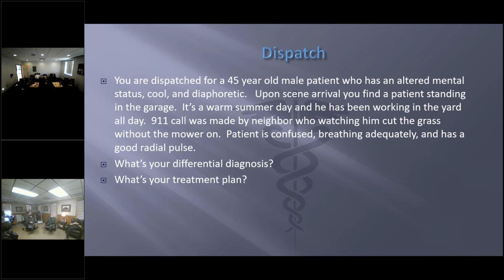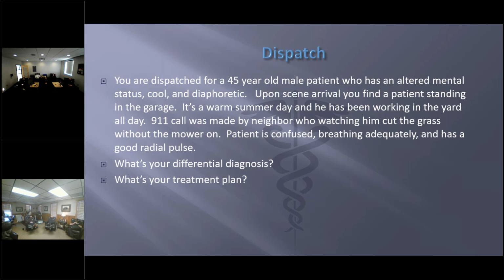You're dispatched for a 45-year-old male patient, altered mental status, cool and diaphoretic. On arrival, you find the patient standing in the garage. It's a warm summer day, he's been working in the yard. The 911 call was made by a neighbor who was watching him cut the grass without the mower on. The patient's confused, breathing adequately, has a strong radial pulse. So based on this information, this can lead us down a number of different routes. Could be a stroke, could be an MI, could be diabetic, could be environmental, could be hypovolemia.